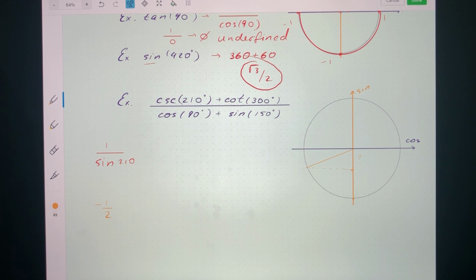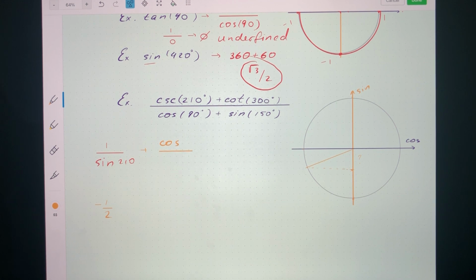Now cotangent. What is cotangent? Cotangent is 1 divided by tangent, and the tangent is sine over cosine. If we take sine over cosine and do 1 over it, then the ratio flips and we get cosine over sine.